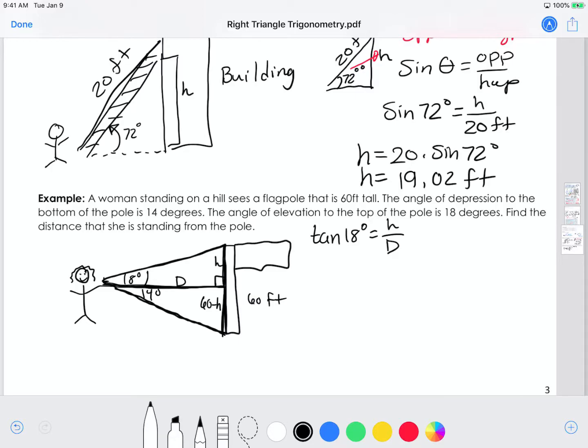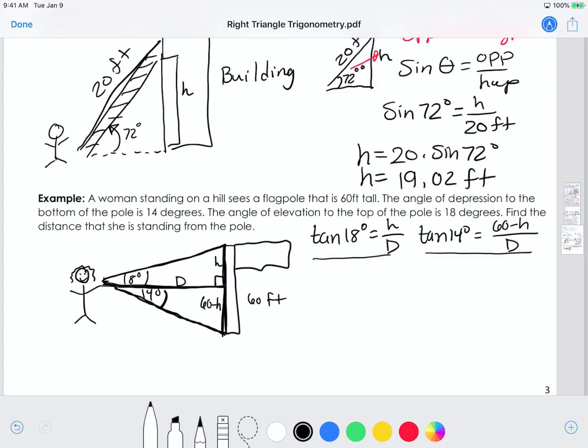Then the second equation we're going to get from the second triangle. I'm looking at the angle 14, so I'm dealing with the adjacent and the opposite side again. So I'm going to write tangent of 14 degrees is equal to the opposite side, which is 60 minus h, all over the adjacent side, which is d. So now we have two equations and two unknowns.